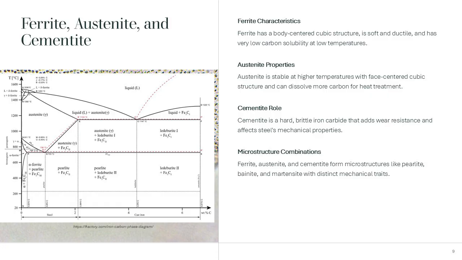Ferrite, alpha iron, is a body-centered cubic or BCC structure stable at low temperatures, soft and ductile, with very low carbon solubility. Austenite, gamma iron, is a face-centered cubic or FCC structure stable at higher temperatures, capable of dissolving more carbon, making it critical for heat treatment processes. Cementite, Fe3C, is an iron carbide compound that is hard and brittle, contributing to wear resistance. These phases combine in various proportions to form microstructures like pearlite, bainite, and martensite, each offering distinct mechanical properties. Understanding these phases is essential for controlling steel behavior during thermal processing.